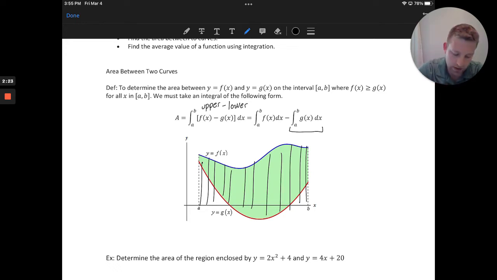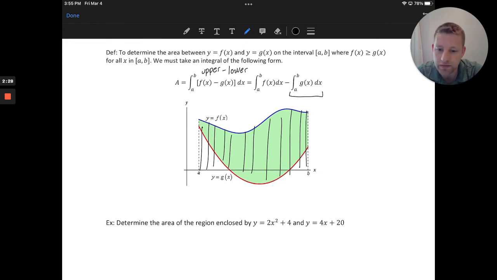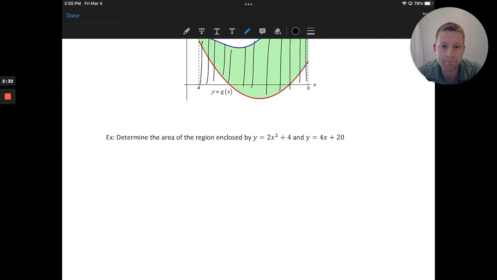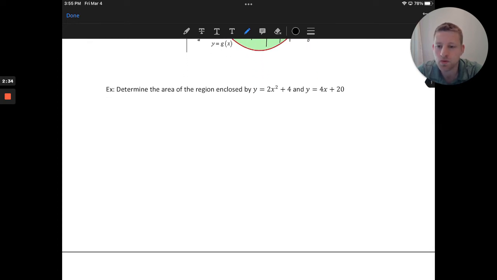So we're going to go ahead and now consider taking a look at a few of these enclosed regions. The first one says we want to determine the area of the region enclosed by the parabola y equals 2x squared plus 4 and the line y equals 4x plus 20.